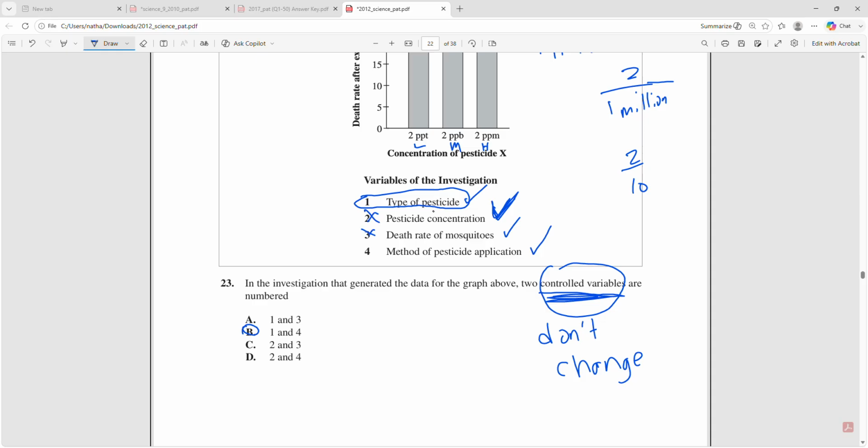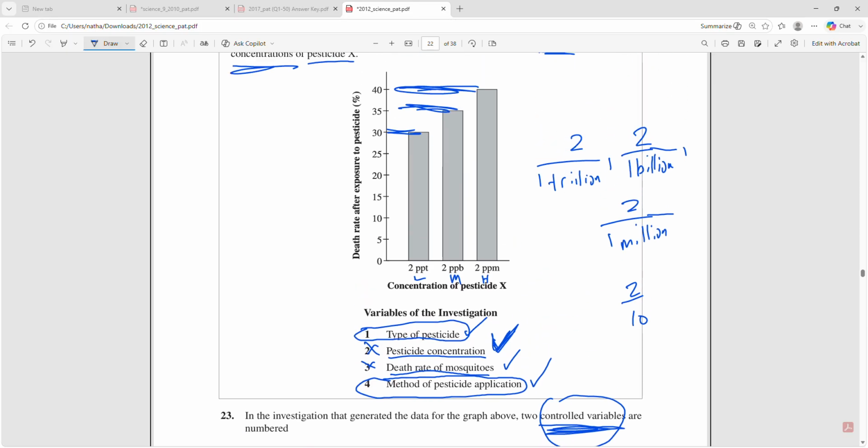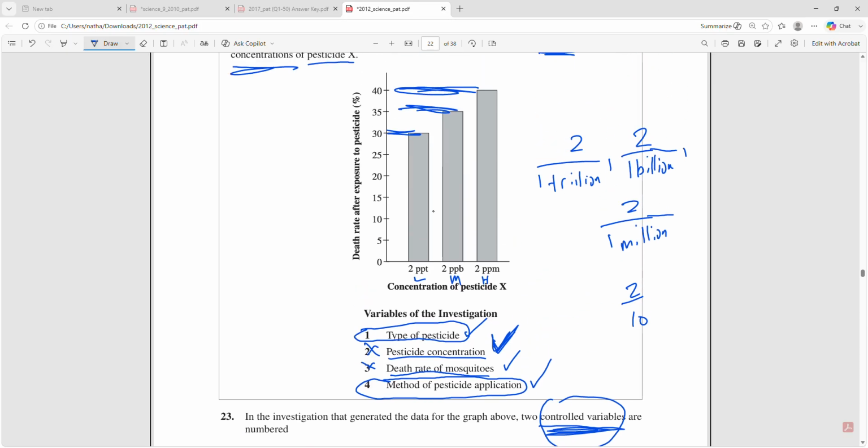And the method of pesticide application is also the same. So they applied that in the same way. The thing that changed was the concentration. So 1 and 4 are controlled variables. They're the things that don't change. The pesticide concentration did change, and death rate of mosquitoes is the result, right? That's our responding variable or a dependent variable.